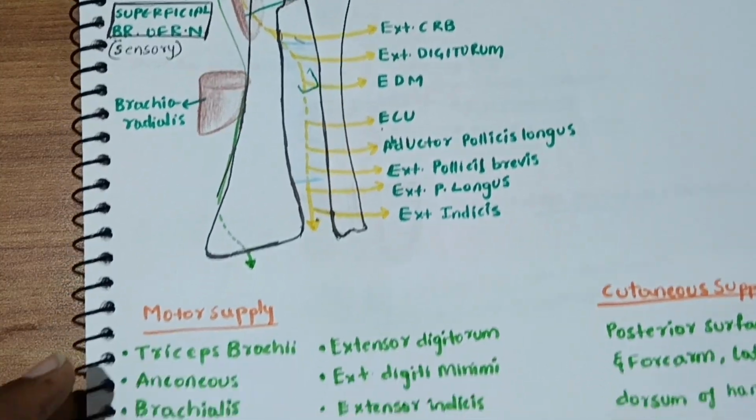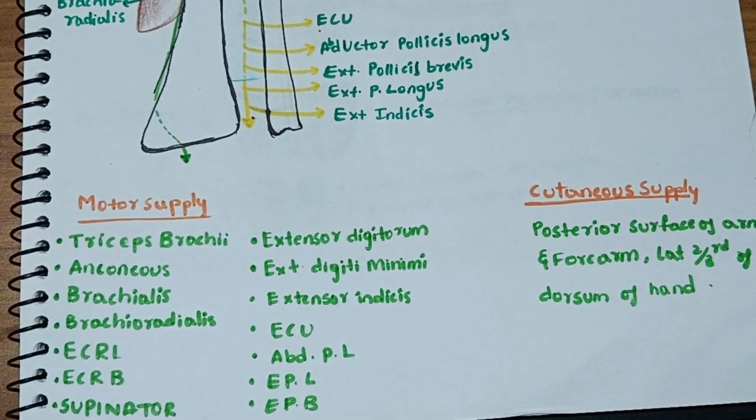So what are the muscles it supplies? It gives motor supply to triceps brachii, anconeus, brachialis, brachioradialis, extensor carpi radialis longus, extensor carpi radialis brevis, supinator, extensor digitorum, extensor digiti minimi, extensor indicis, extensor carpi ulnaris, abductor pollicis longus, extensor pollicis longus and extensor pollicis brevis.